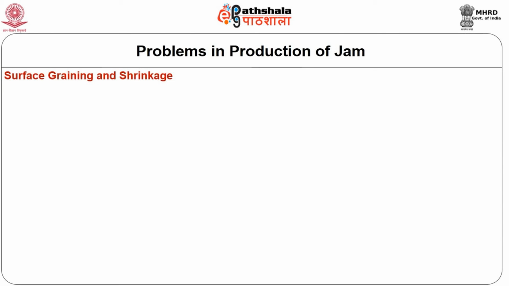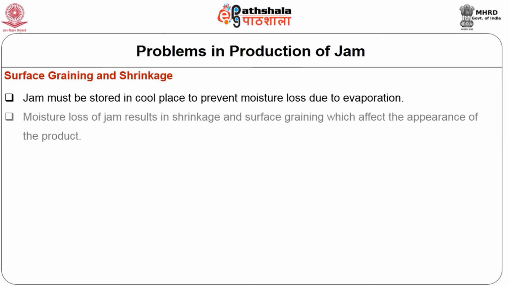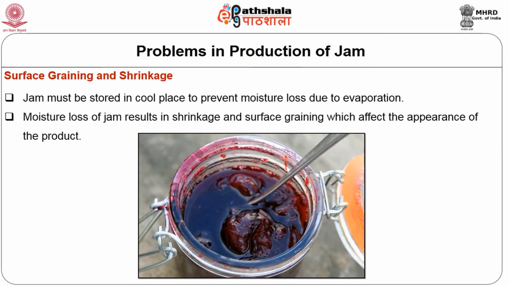Surface graining and shrinkage in jam. Jam must be stored in a cool place to prevent moisture loss due to evaporation. This moisture loss results in shrinkage and surface graining, which affect the appearance of the product.